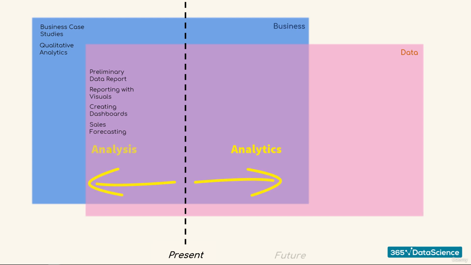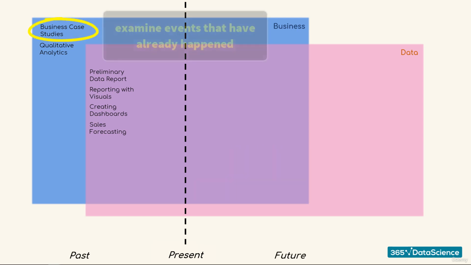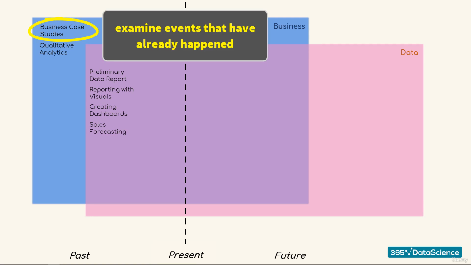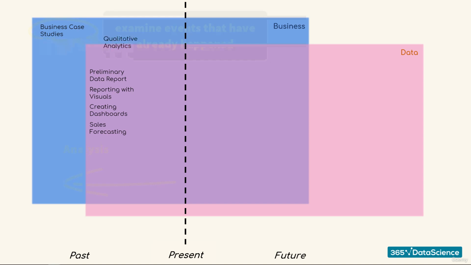Business case studies examine events that have already happened. One could learn from them and attempt to prevent making a similar mistake in the future, right? As a result, I would say studying business cases is hard to place, but this activity refers to the past. Hence, it must be on the left of the vertical line on our graph. In contrast, the business term qualitative analytics includes predicting future behavior, therefore it must be placed on the right.